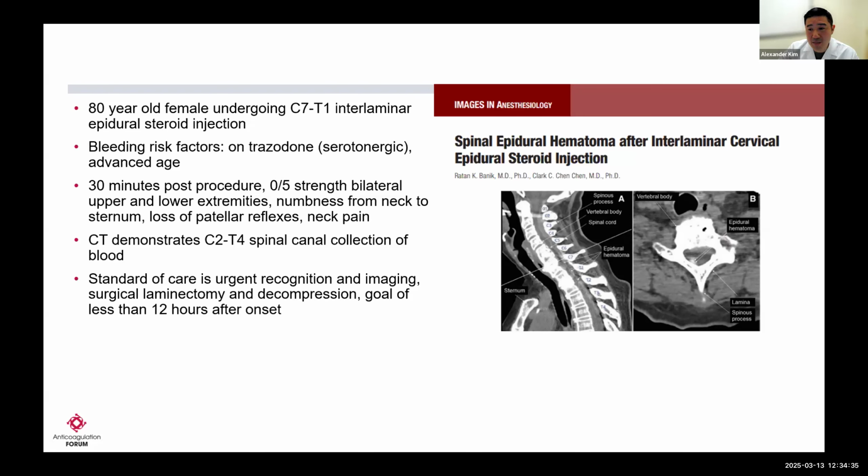But 30 minutes after the procedure, the patient had 0 to 5 strength. So basically flaccid paralysis of the upper and lower extremities, numbness from the neck down to the sternum, loss of reflexes, and an urgent CT showed a C2 to T4 spinal collection of blood. So the standard of care here is pretty urgent recognition and imaging and urgent surgical decompression, with the goal of this happening within 12 hours of onset of symptoms.